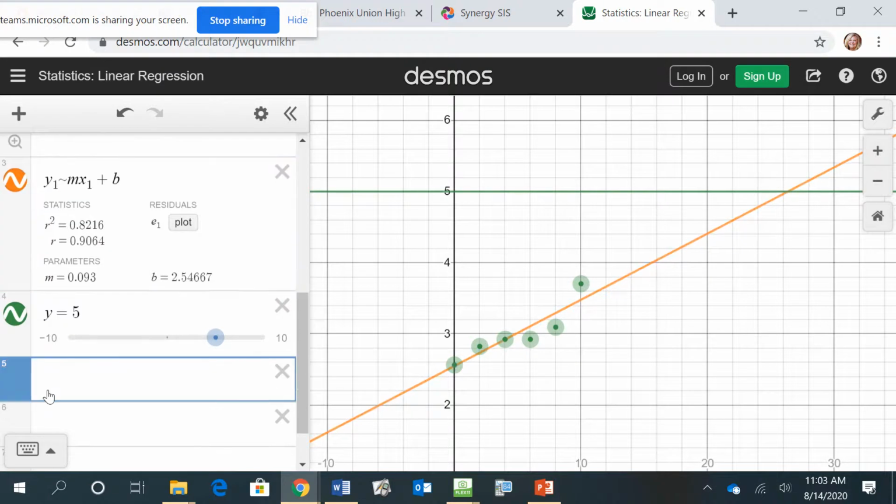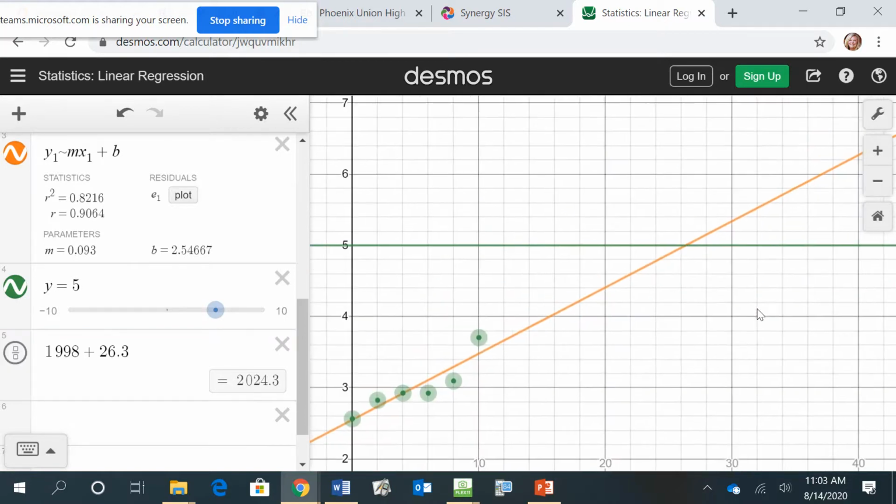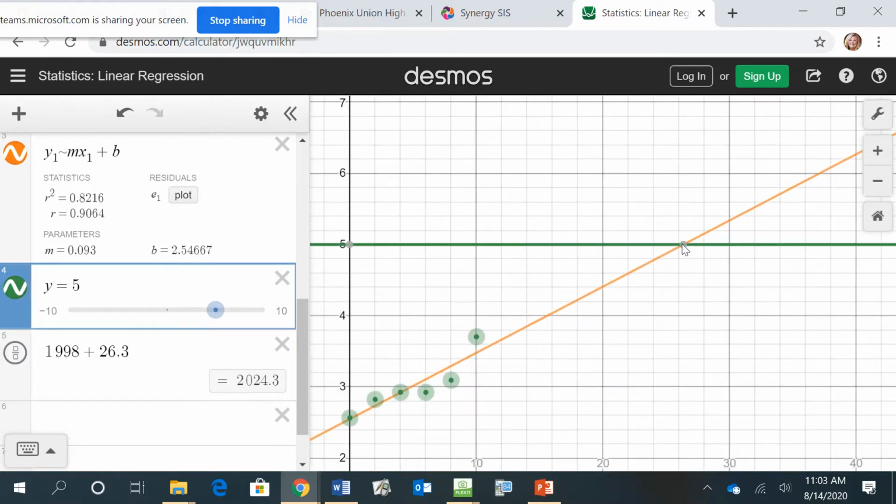I'm going to come down here, because you can actually do math down here. I'm going to write the first year, which was 1998, if I remember right. I'm going to look back at my phone, if you give me 1 second. I think the initial year was 1998. So type in the original year and add whatever you had, which in this case was 26.3. So that means in year 2024, the gallon of milk will be equal to 5.